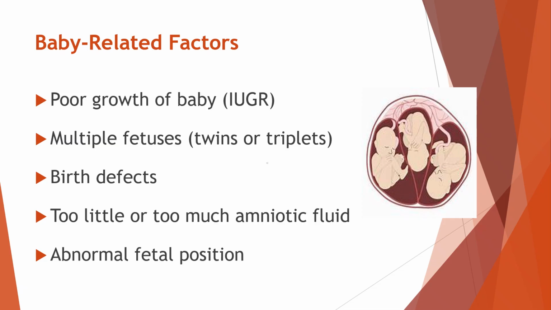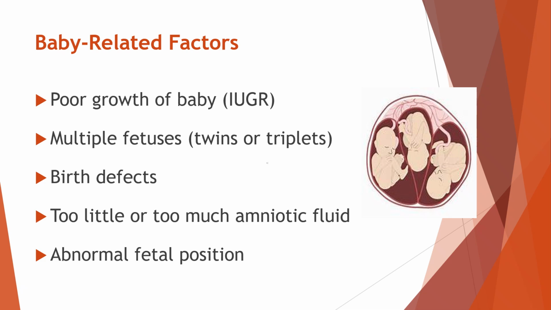Poor growth of the baby. Sometimes the baby does not grow well inside the womb. This is known as intrauterine growth restriction, or IUGR. It can happen due to problems with the placenta, poor nutrition, or other medical conditions. Multiple fetuses. When the mother is carrying twins or triplets, it puts extra stress on her body and increases the chance of early delivery or low birth weight.